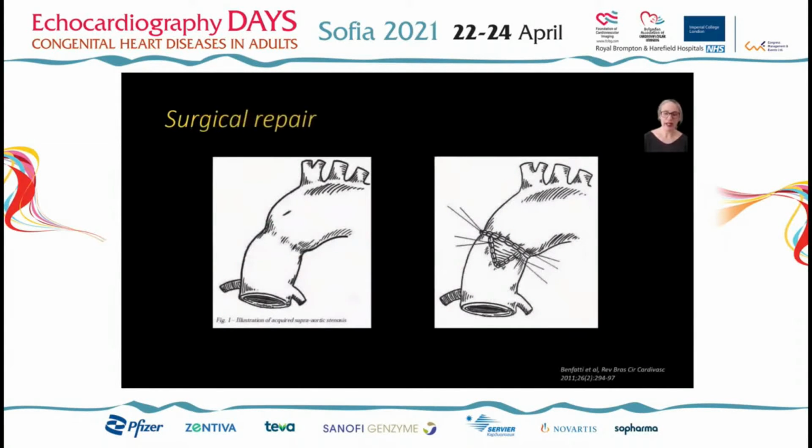Supravalvular AS is generally repaired by this aortoplasty. They resect the ridge. They can open up the aorta if necessary, and then they re-anastomose those two segments of the ascending aorta together.